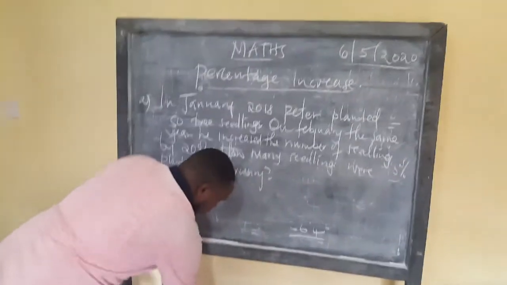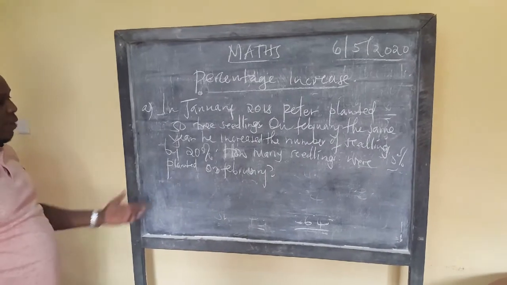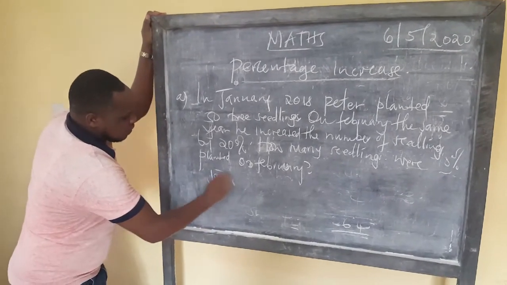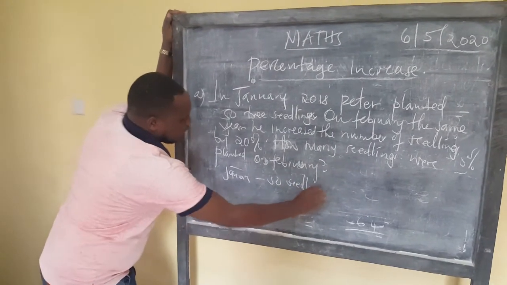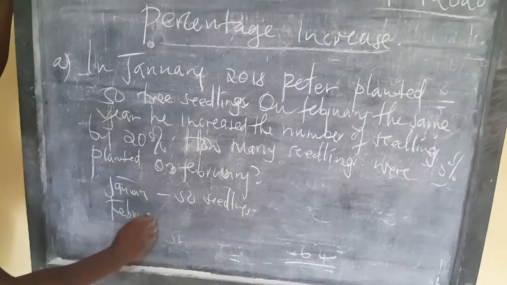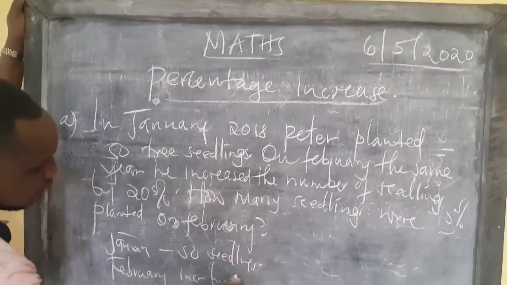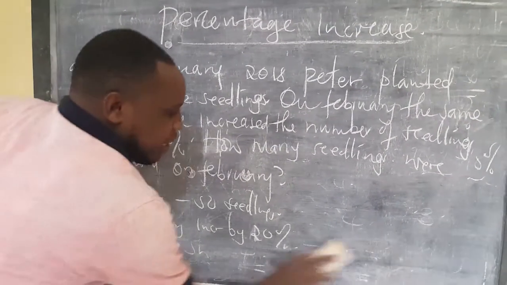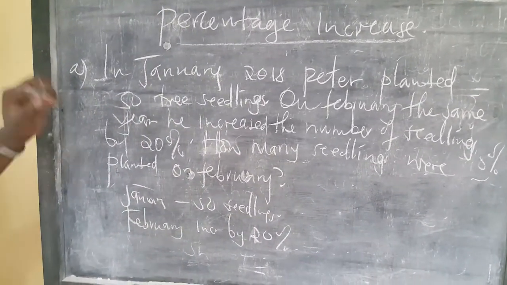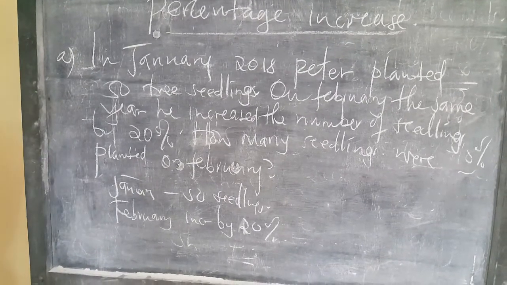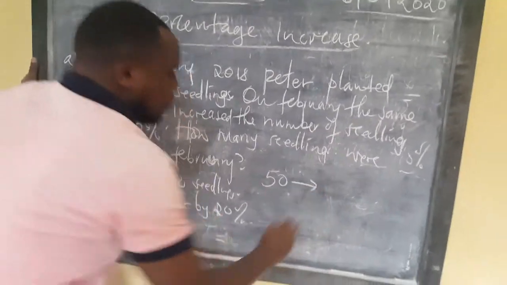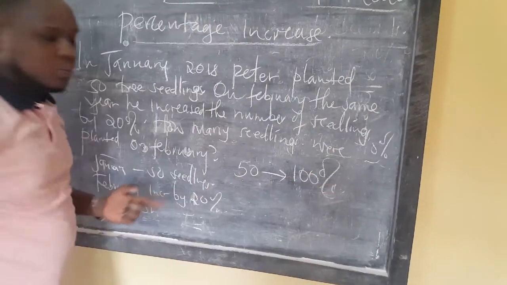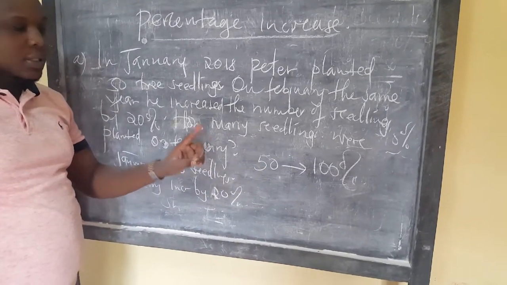Now, for us to be able to calculate this question, we need to break this question into workable statements. So January, just say January, 50 seedlings. And then February, increased by 20%. So these are small statements that can be worked out. So we must get the original number of seedlings. So we have 50 being the original number, and if it's the original number, it means that this is equivalent to 100%. We are told this number of seedlings was increased by 20%.